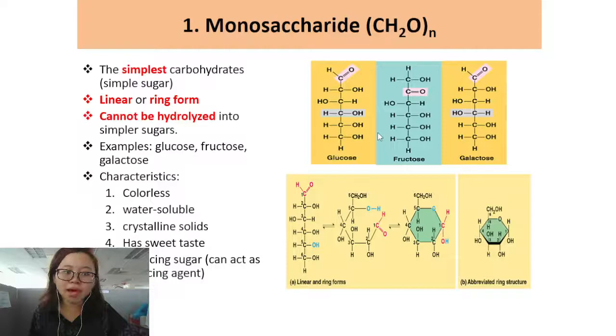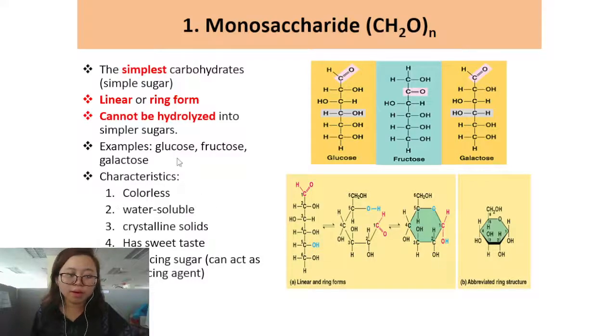They cannot be hydrolyzed into simpler sugars. Inilah bentuk gula ataupun carbohydrate yang paling ringkas. Kalau ringkaskan lagi, dia bukan carbohydrate sudah. Examples of these are glucose, fructose, and galactose. And characteristics of monosaccharides is that they are colorless. They are water-soluble. They are crystalline solids. They have a sweet taste. And they are reducing sugar.